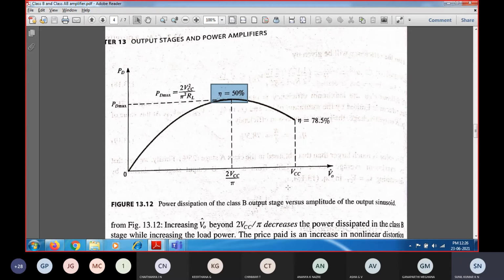And when the output voltage reaches the peak of VCC, you will be having better efficiency, that will be equal to 78.5%. So with this, we have just concluded in the last class the class B amplifier.